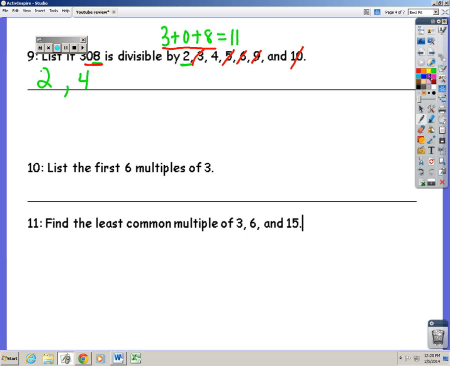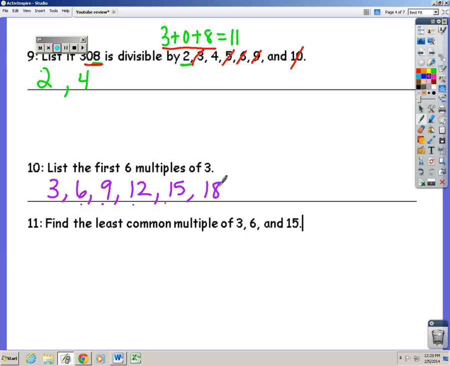Alright, so our next one, list the first 6 multiples of 3. So the first 6, that's all we need to do. So first I'm going to start with 3, 6, 9, 12, 15. I think I have 1, 2, 3, 4, 5. I need one more. And 18.